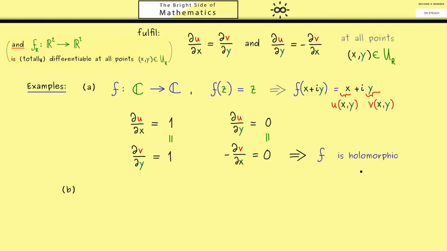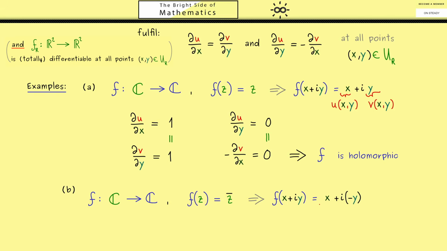not holomorphic. Indeed, this was simply the complex conjugation. So f of z is z bar. Now, as before, in order to apply the Cauchy-Riemann equations, we have to rewrite that with x and y. Of course, this is not so complicated. The imaginary part just gets a minus sign.